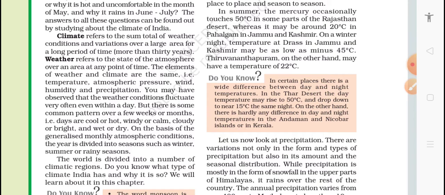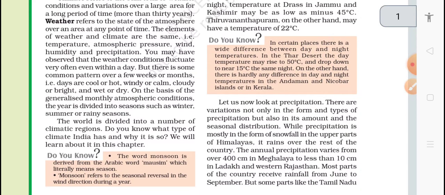The elements of weather and climate are the same. Example: temperature, atmospheric pressure, wind, humidity, precipitation. You may observe that the weather conditions fluctuate very often within a day, and that is called the weather. It changes day to day, within a day, time to time. But there are some common patterns over a few weeks or months. Example: days are cool or hot, windy or calm, cloudy or bright, and wet or dry. On the basis of generalized monthly atmospheric conditions, the year is divided into seasons such as winter, summer, rainy, monsoon, autumn.